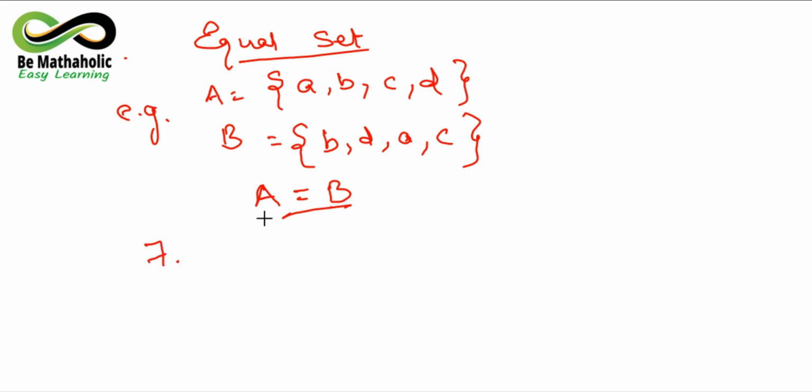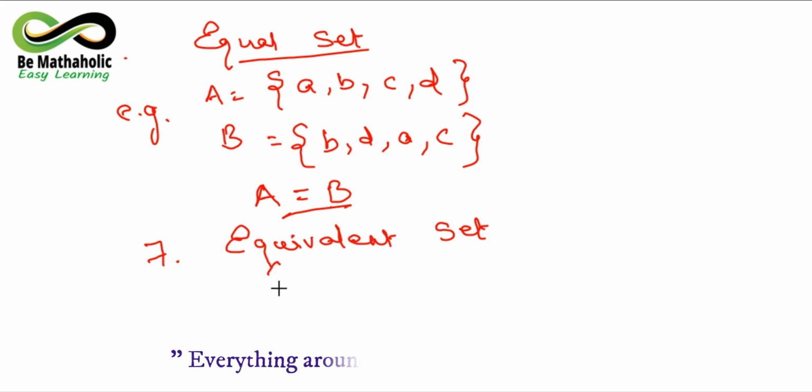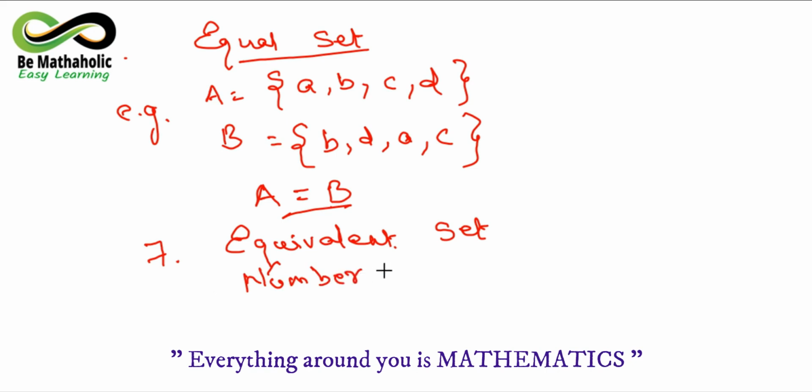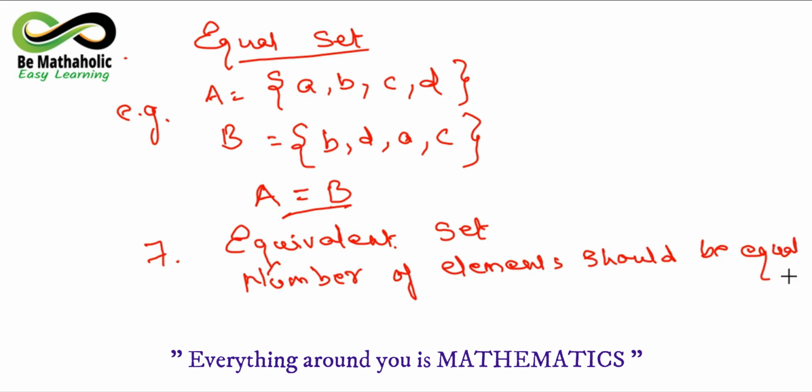Last part जो हम बात करेंगे वो होगा equivalent set. ये इसी से कंपैरिजन करेंगे और इसी से आपको समझ में आएगा. So what do you mean by equivalent set? Now equivalent set का मतलब होता है कि number of elements in a particular set should be equal. Number of elements should be equal. इसमें और equal में क्या अंतर है अभी आपको समझ में आएगा.